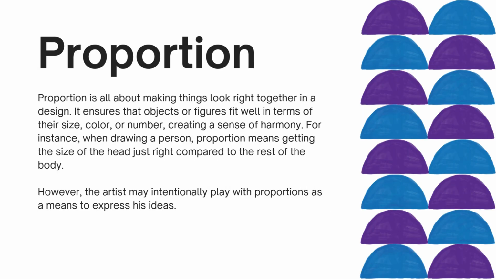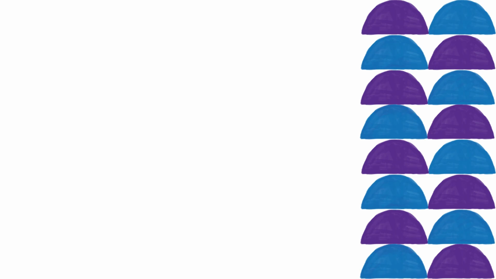Proportion is about getting the relationships between sizes, colors, or numbers of elements in a design just right, creating a sense of harmony. For example, in drawing a person, proportion means ensuring the head is the right size compared to the body. But proportion isn't just about being correct. Artists often play with proportions to express ideas or evoke emotions, stretching the boundaries of what's expected.